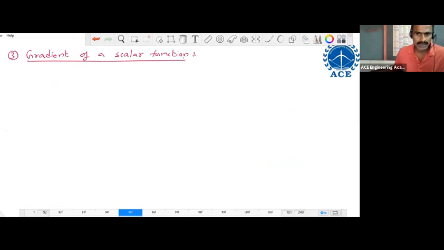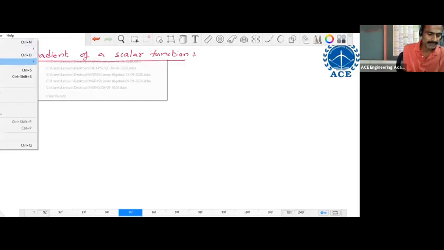So with this, I stop today's class. That is, today's class is completed, and we continue this tomorrow only. After completion of this vector differentiation, we start vector integration. That is the last subtopic of this calculus part. Okay, so I'm closing the session, and if we have doubts, we can ask in the doubt session class. Otherwise, we can take rest until the next class.